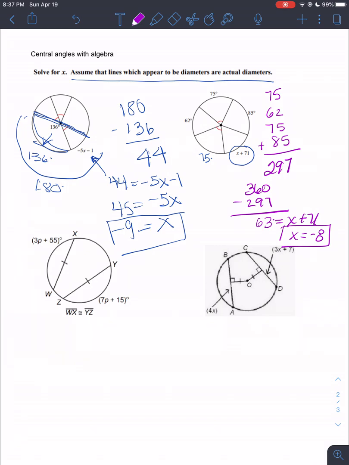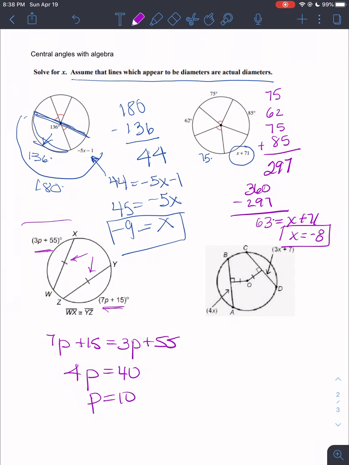One more quick rule I thought we'd talk about in this lesson. There's a rule that says if you have two congruent chords, that's right here, then we're allowed to assume that the measure of their arcs are also congruent. So in this case, we're going to just say that 7p plus 15 equals 3p plus 55. So you get 4p equals, subtract 15 from each side, 40. It looks like p is going to be 10.